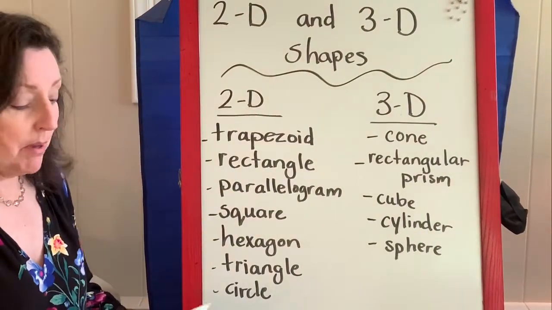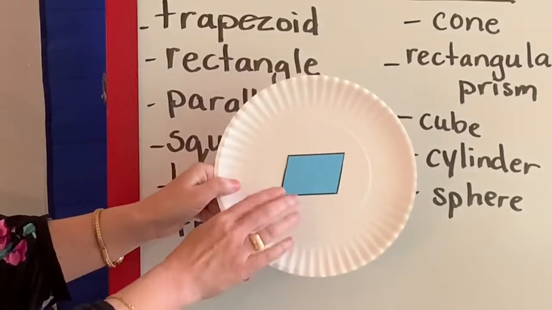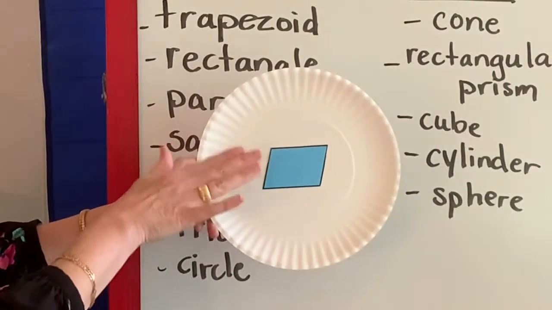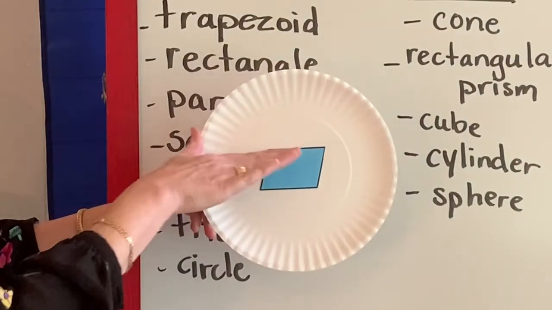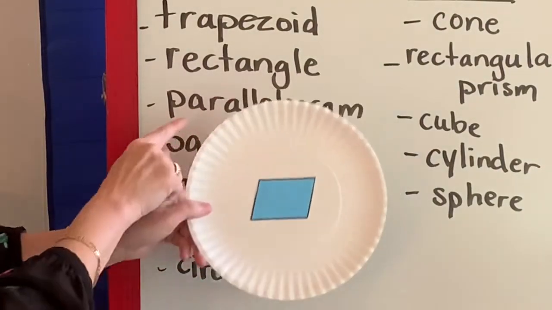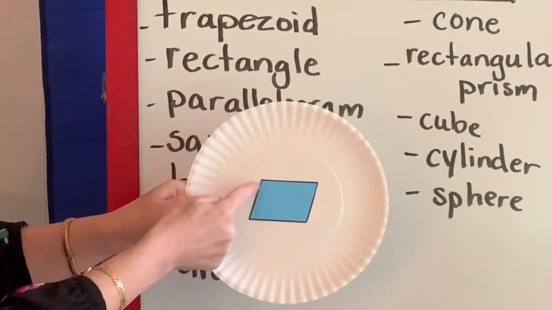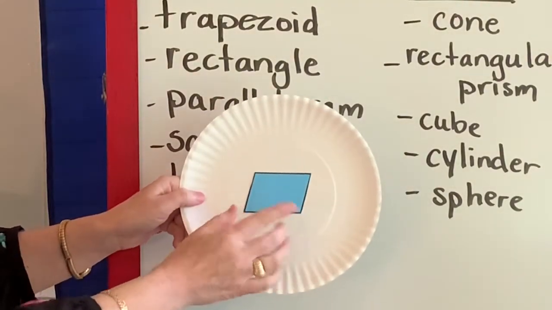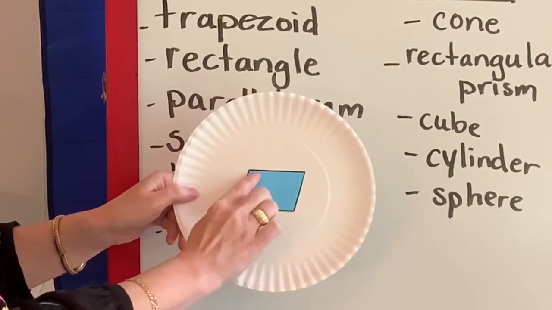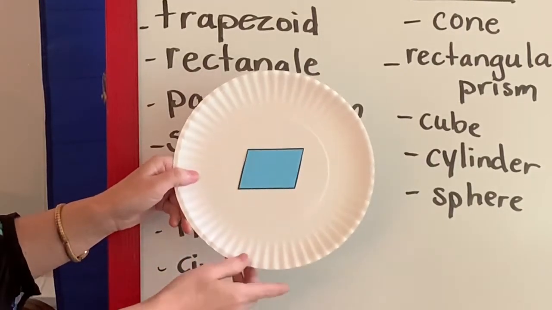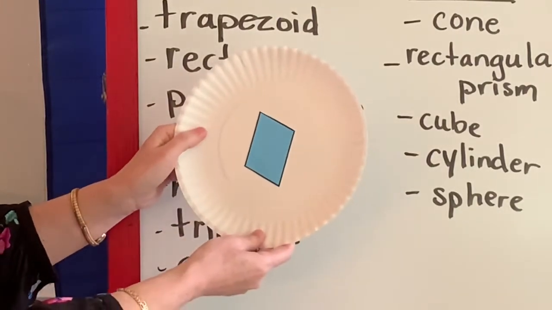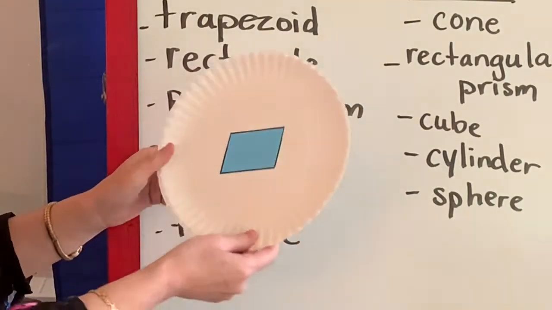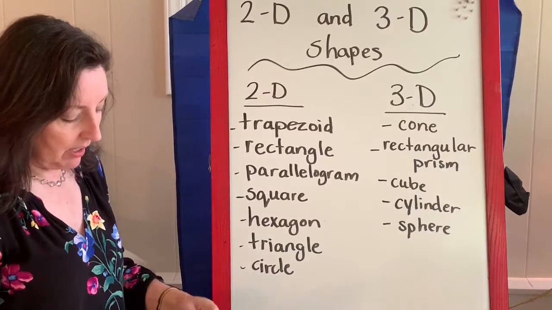Parallelogram is one that some of you might miss occasionally. A parallelogram kind of looks like a rectangle that somebody stepped on just a little bit, and it's kind of slanted. But the reason why it's called a parallelogram is this line is parallel to this line, which means it's the same distance apart. This line is parallel to that line. So some people, when they look at it, they say, well, that's kind of like a diamond, but it's a parallelogram, all right? So trapezoid, rectangle, parallelogram.